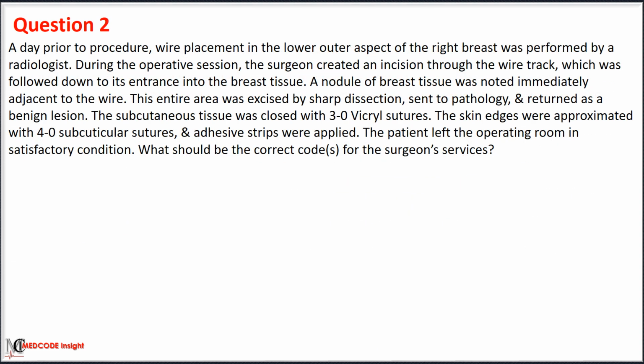A day prior to the procedure, wire placement in the lower outer aspect of the right breast was performed by a radiologist. During the operative session, the surgeon created an incision to the wire tract, which was followed down to its entrance into the breast tissue. A nodule of the breast tissue was noted immediately adjacent to the wire. The entire area was excised by sharp dissection, sent to pathology, and returned as a benign lesion.